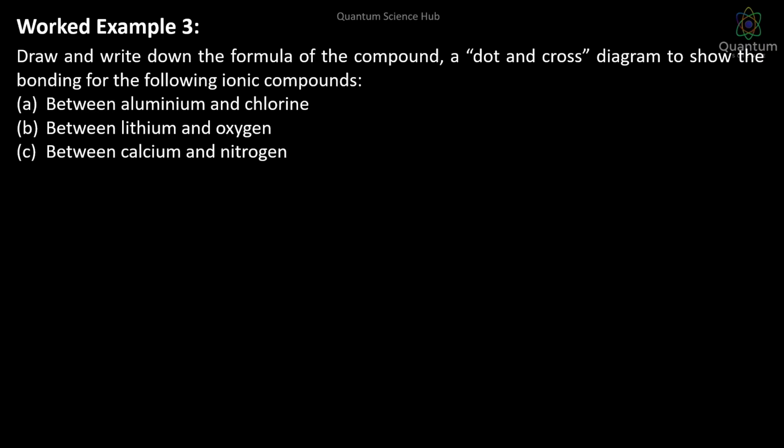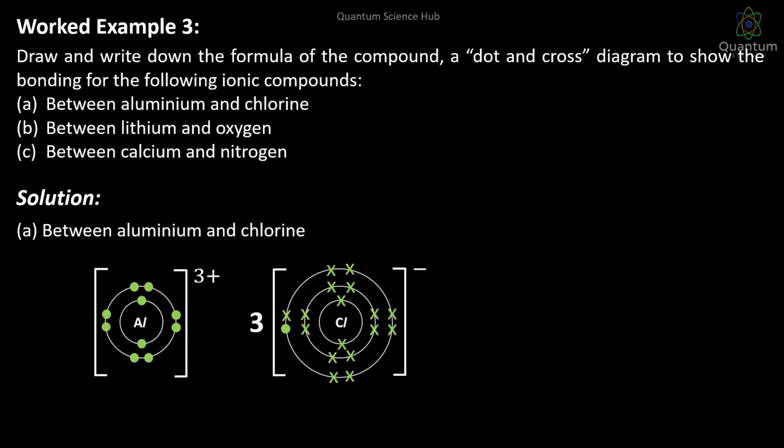Draw and write down the formula of the compound, a dot and cross diagram to show the bonding for the following ionic compounds: between aluminum and chlorine, between lithium and oxygen, between calcium and nitrogen. Okay, how to solve this question? So between aluminum and chlorine, we have to draw the structure like this.